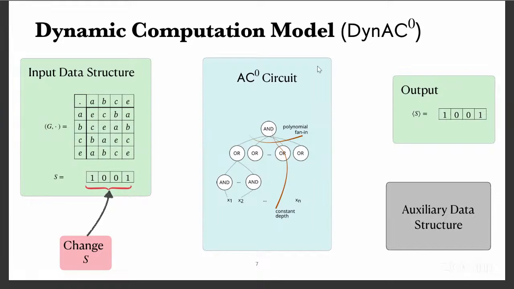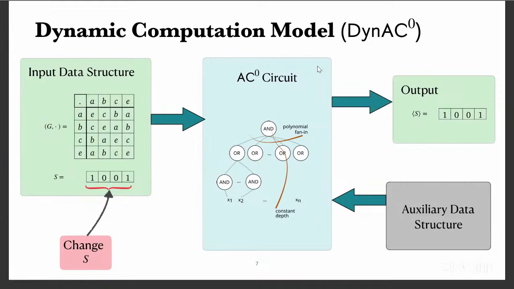So unbounded fan-in ANDs and ORs. And in order to do so, you require some auxiliary data which you have stored, which stores the current state of the algorithm, and you can use much of it, and we'll see how. So from the input, you send your input to the AC0 circuit, which also takes the auxiliary data into account and outputs the correct value.